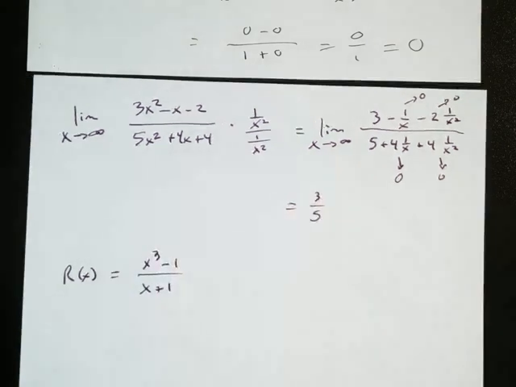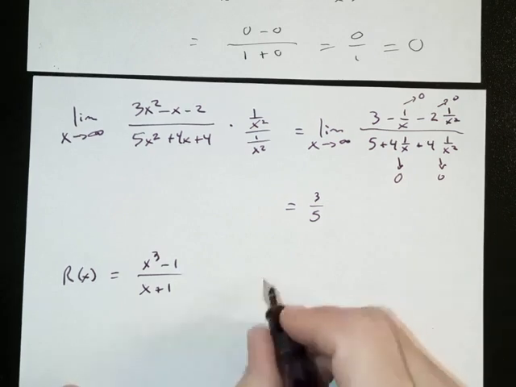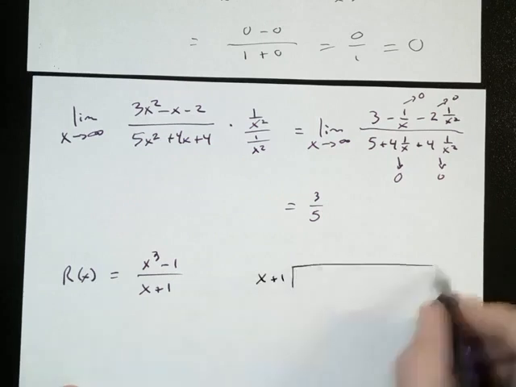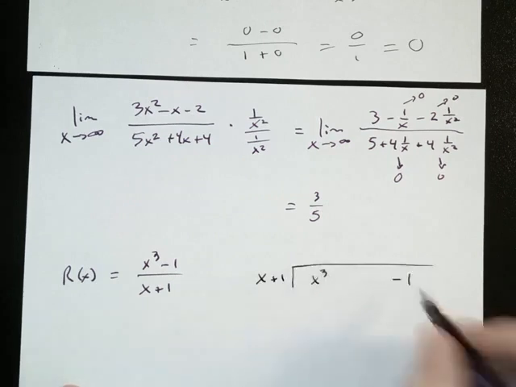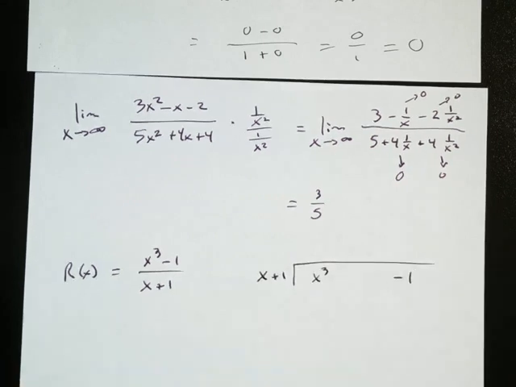Because the power on top is bigger than the power on the bottom, technically, if I want to know what's going on here, I should divide. Because that's an improper fraction, like 9 over 4. 9 over 4 is 2 with something left over when you do the division, right? So really what I should do is actually divide this. Remember long division?